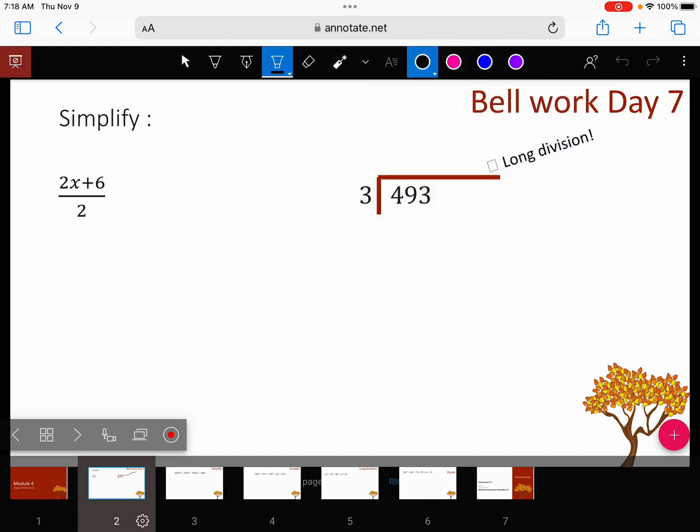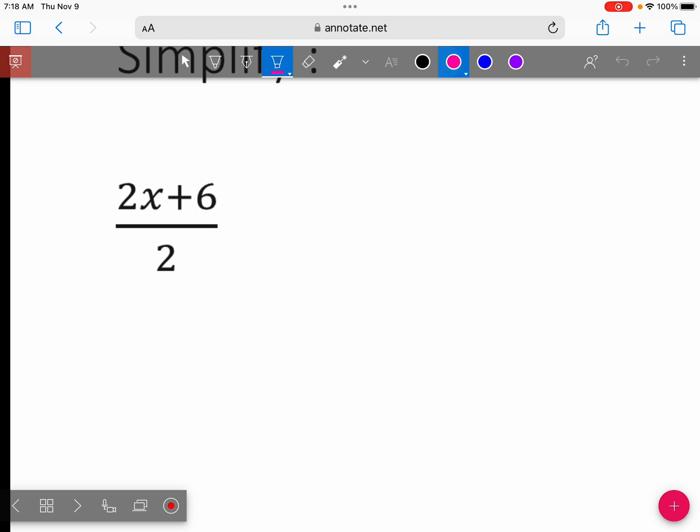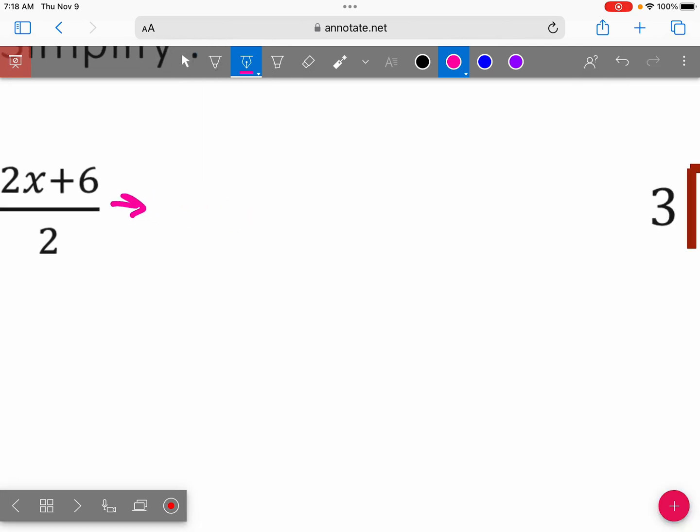All right, so we have two division problems up here. This left-hand one, when we're simplifying these little fractions like this, is when we split it into two pieces, where we have 2x over 2 plus 6 over 2.